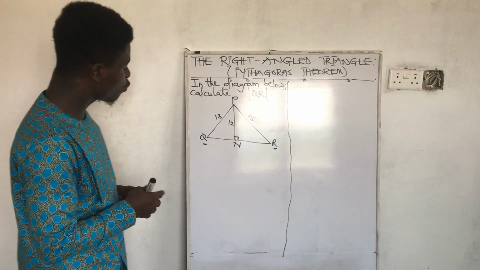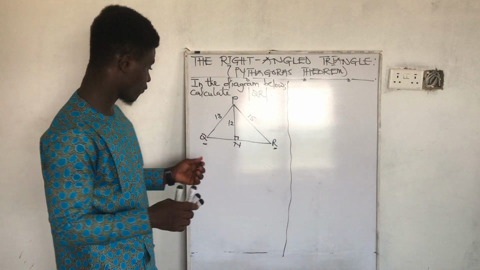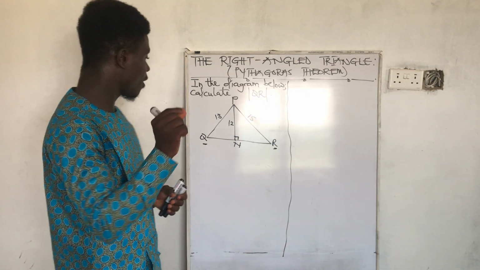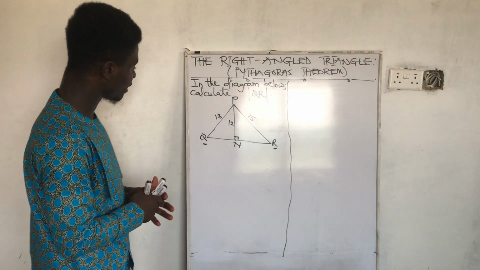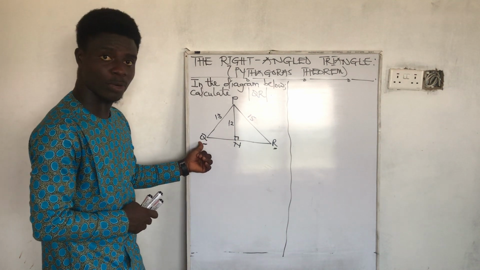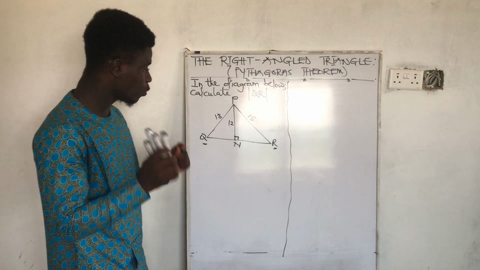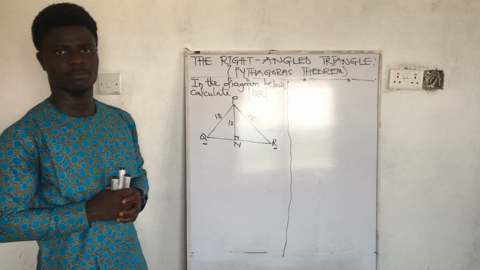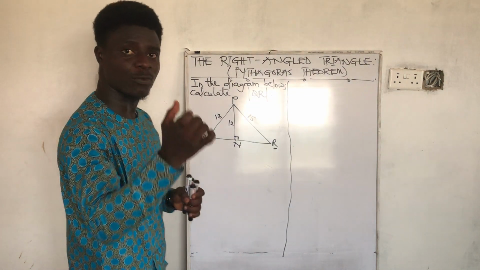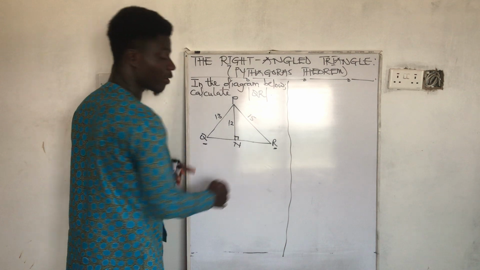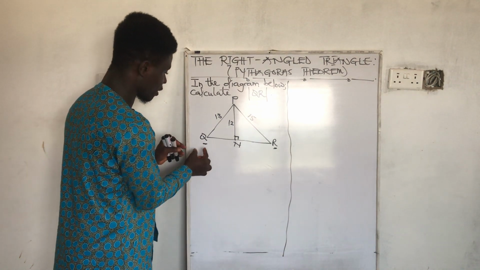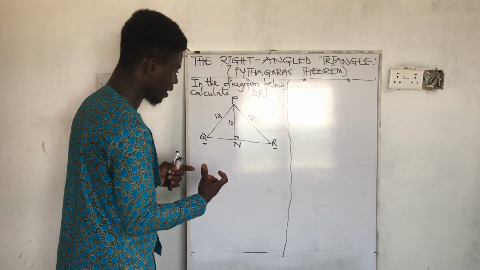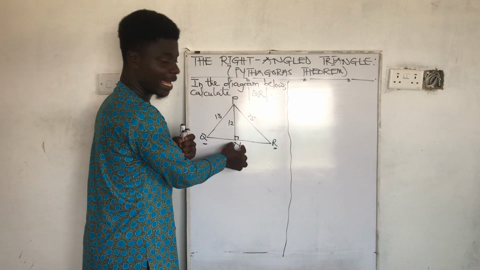So now, if you want to find the distance or the length from point Q to point R, you must first find the distance from point Q to point N. And also you find the distance from point N to point R. Are you getting it?